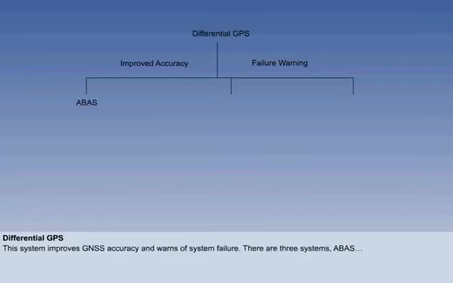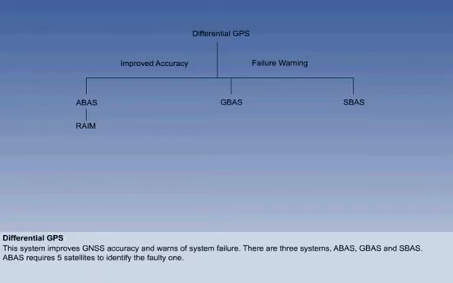There are 3 types of DGPS in use or under development: air-based augmentation systems, ABAS, ground-based augmentation systems, GBAS, and satellite-based augmentation systems, SBAS. The air-based augmentation system is called Receiver Autonomous Integrity Monitoring, or RAIM. RAIM requires 5 satellites and is then able to identify which space vehicle is in error.